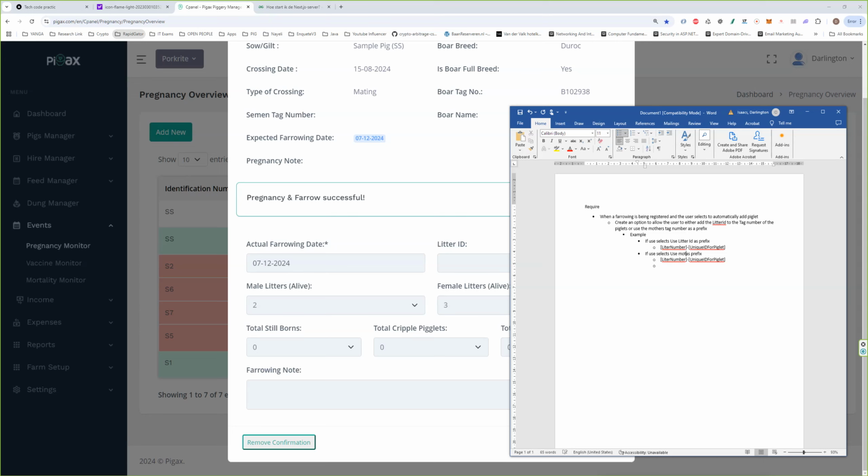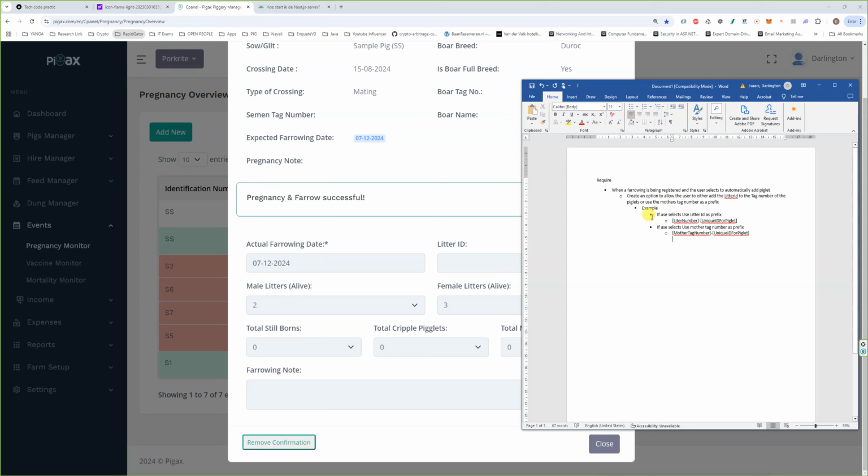So it will now become mother tag number. Now let me try to explain this requirement again. In the business meeting, you're going to have to ask your question clearly if the analyst is not clear. So what does the analyst want? When we come to this page, I need another function here, maybe a radio button. The radio button is going to have two options. The first one will be use litter ID as prefix.